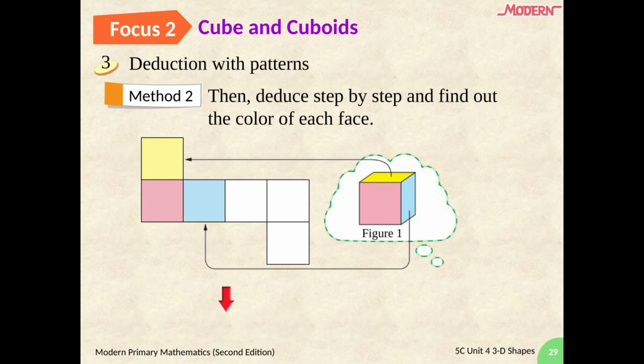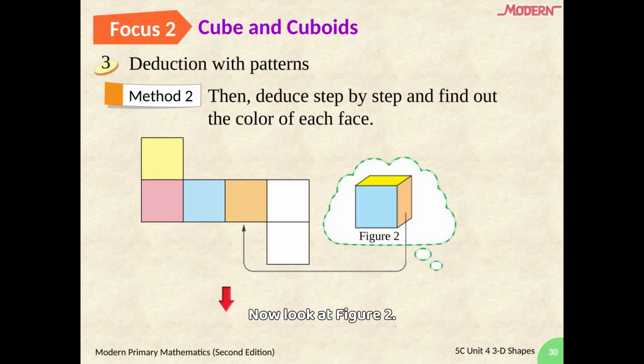Look at figure 1. If the pink face is the front and the yellow face is the top, where does yellow go on the net? It has to be connected to the top edge of the pink face. And the blue face, it's on the right side of pink. So we find the right side on the net and color it blue. We're connecting the dots, one step closer to solving the mystery.